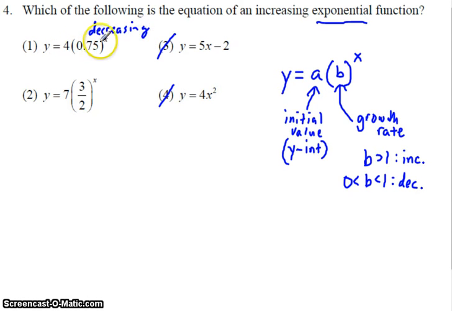It's got a y-intercept of 4. It's decreasing by 25% each time. So this one goes out. So it's got to be answer number 2. But this kind of looks weird with the fraction. But if you divide 3 divided by 2, that's 1.5. So that would make sense that it's increasing. So it has a y-intercept of 7, and 1.5 means it's increasing by 50% each time. So our answer is number 2.